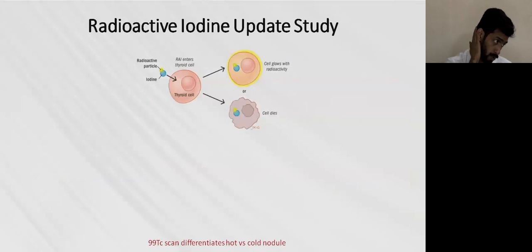Now, once your morphology is done, etiological differentiation, especially in somebody who is hyperthyroid, depends primarily on the ability of the cells to take up the tracer and light up. So that is called activity. So what happens is a radioactive particle which is attached to iodine enters the thyroid cell. Either the cell will glow with radioactivity or that cell will die. Invariably, all these cells will die.